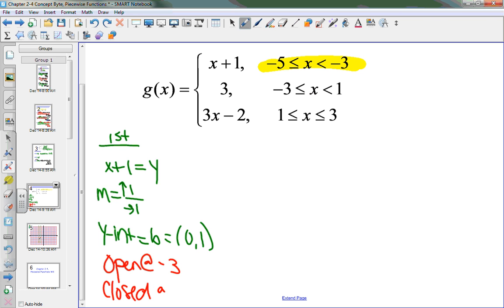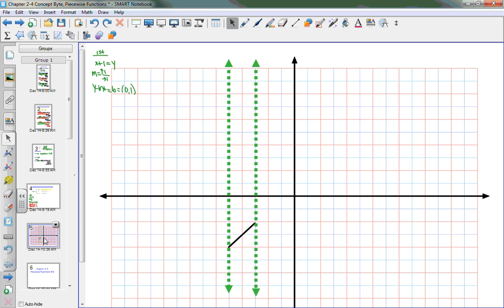Why is it closed at -5? Because it's the less than or equal to symbol. Why is it opened at -3? Because it's the strictly less than symbol. So I'm going to come back over here to my graph, and I'm going to have an open dot here, and I'm going to have a closed dot here. Now I'm going to delete my little cutters, and I've graphed the first part of that equation. I'm going to make the circle look better here.